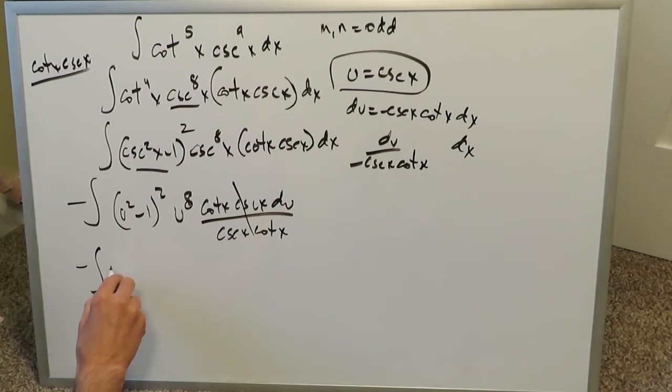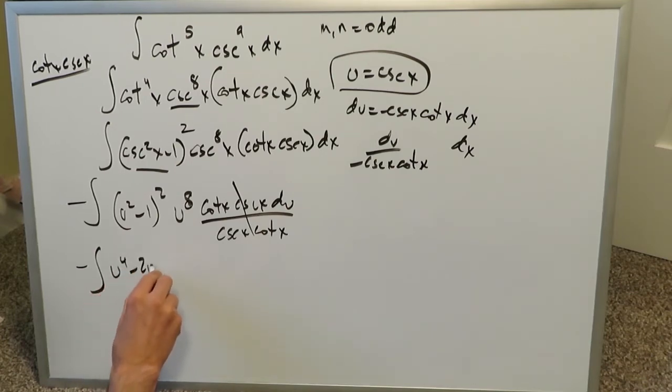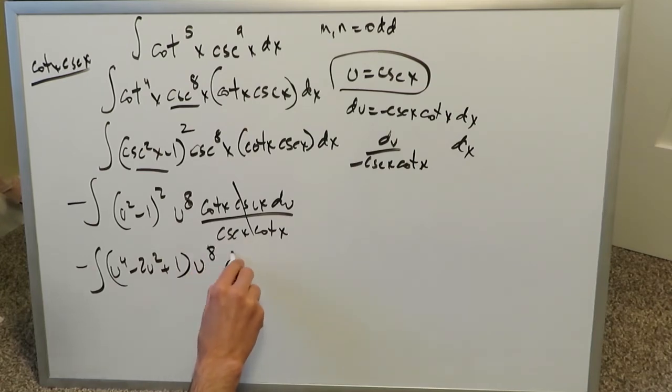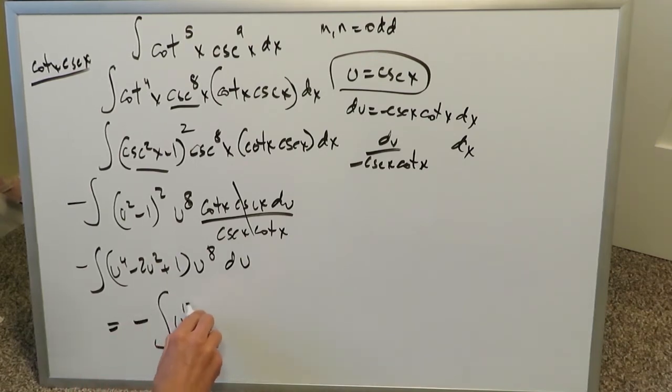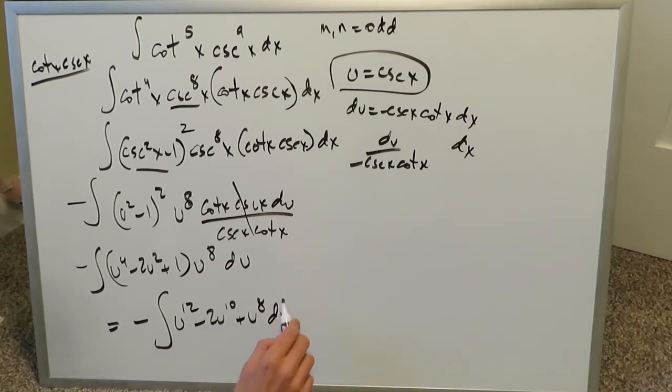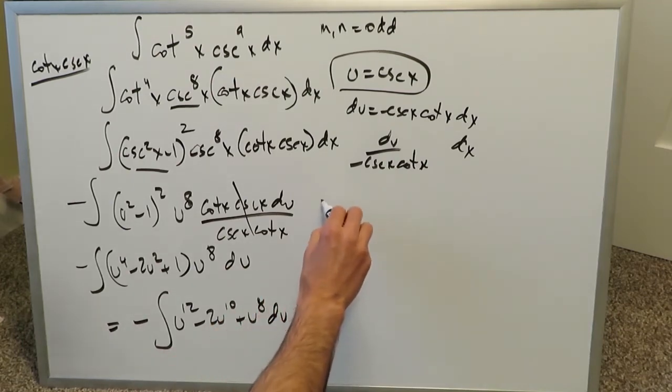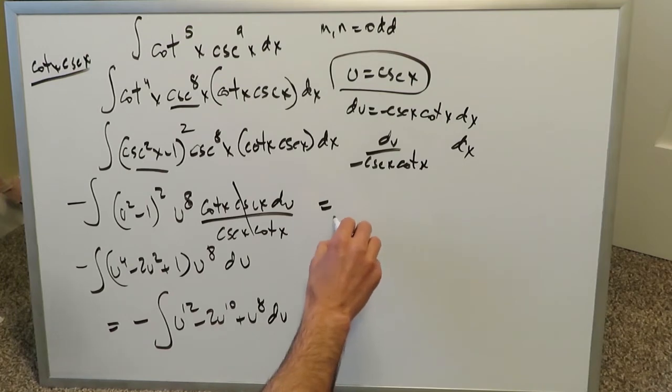I'll have u to the 4 minus 2u square plus 1 times u to the 8 du, and again this expression has been converted into a polynomial expression, which is easy. When you open this up, you'll have u to the 12 minus 2u to the 10 plus u to the 8 du. We'll integrate it and resubstitute back in the same step, so we won't be doing too much more writing. Let's not forget the minus sign.